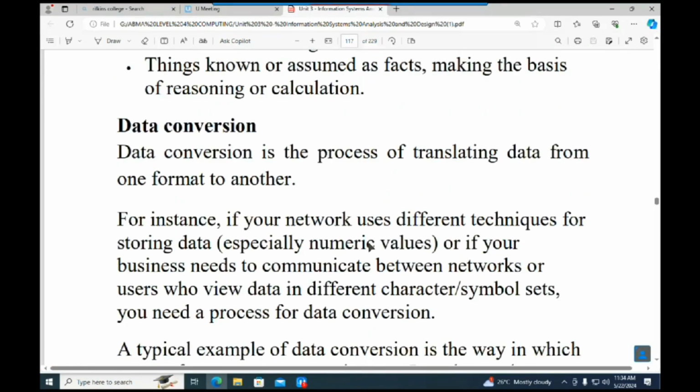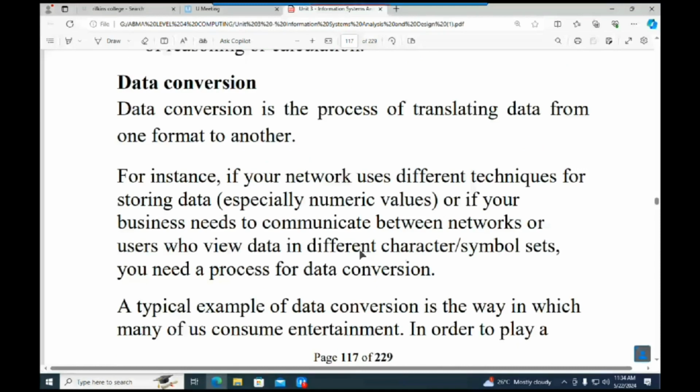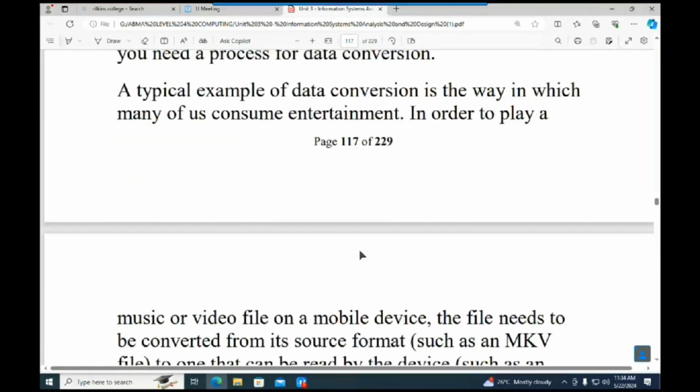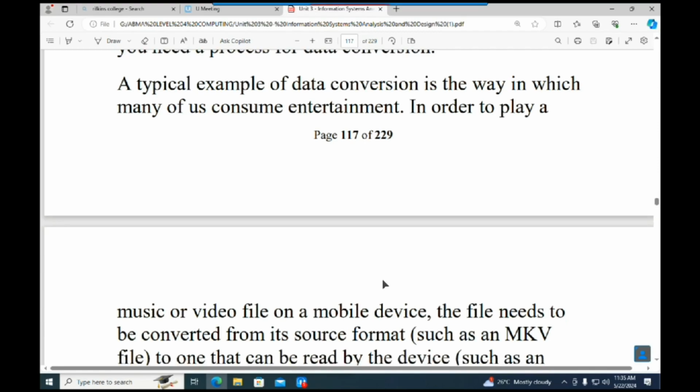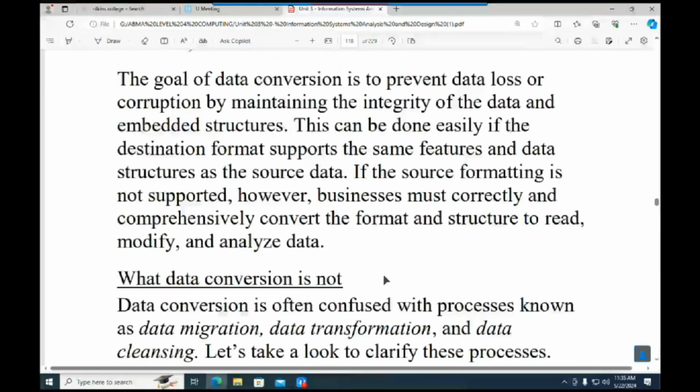We need to look at something called data conversion. Data conversion is simply the translation of data from one format to another. So that is data conversion. A good example is the way in which many of us consume entertainment content. Let's assume comedy. There's that guy who would want to watch a video, another one would want to have music, an audio file, and so on.